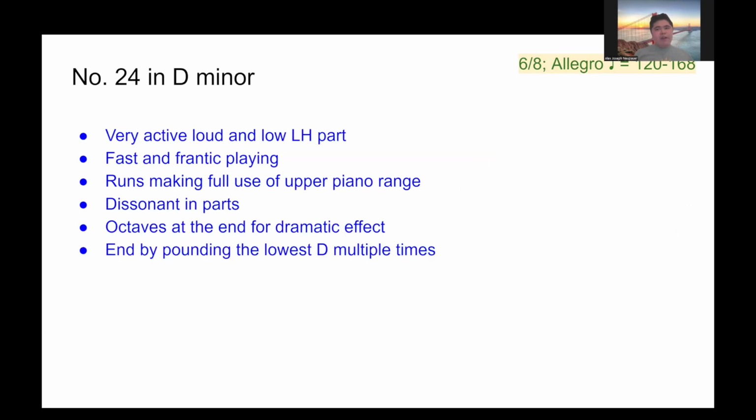And now for the final and my favorite minor fast prelude, number 24 in D minor. This piece features frantic fast playing and a very active, loud and low left-hand part. There's runs that are making full use of the upper piano range, and dissonance, of course, is spread throughout. As we get closer to the end, melodies are also played in octaves, which is increasing the drama before the end of the piece, where it concludes by pounding the lowest D on the piano 3 times.